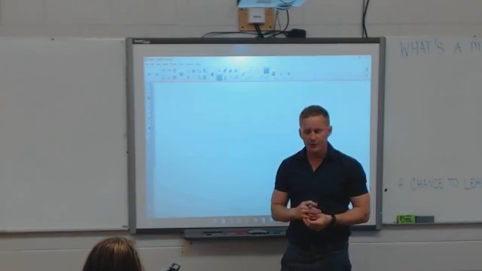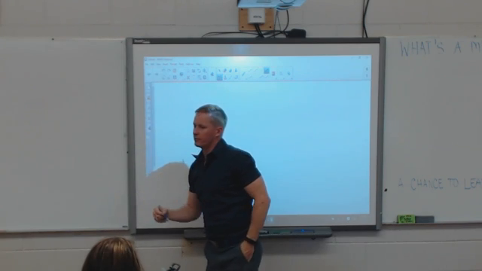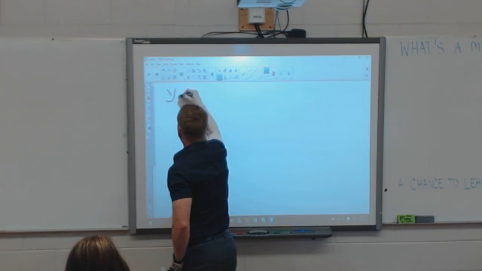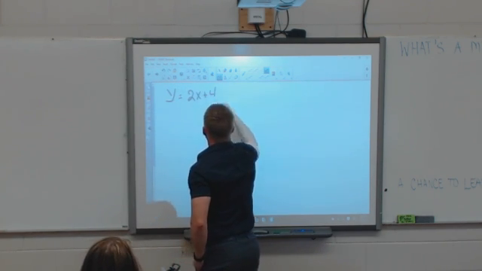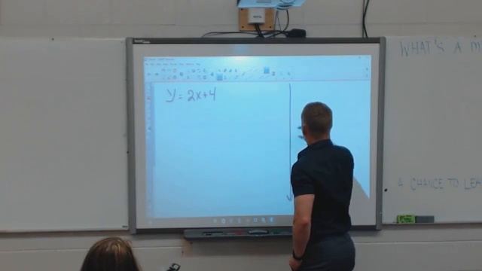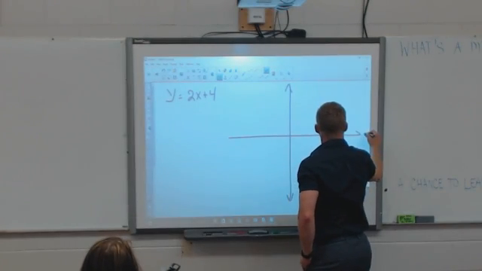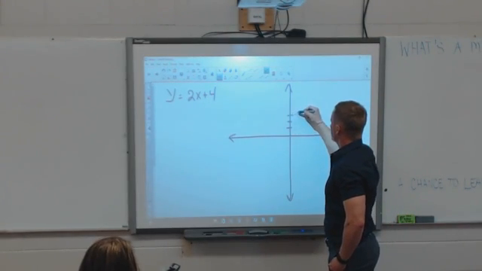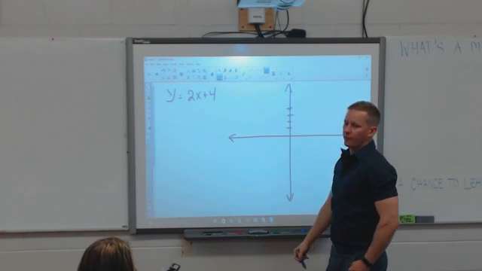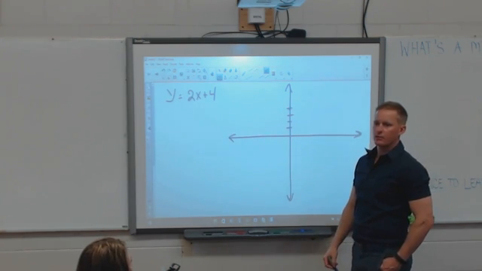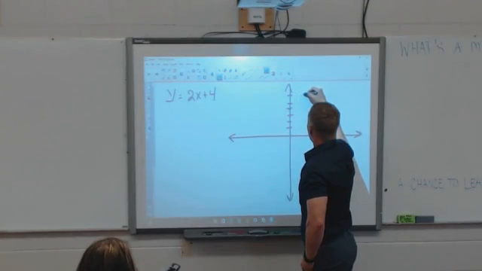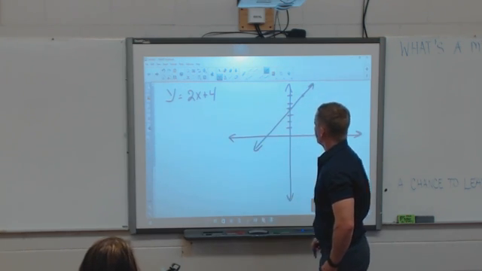So first things first, I'm going to go through. There were three ways in which I showed you how to graph. The first way to graph would be to use your point, your y-intercept, and your slope. So the y-intercept of this one is 4. And where do I go from 4? 0 and 4. Where's my slope tell me to go? Up 2 and right 1. So there you have a line.